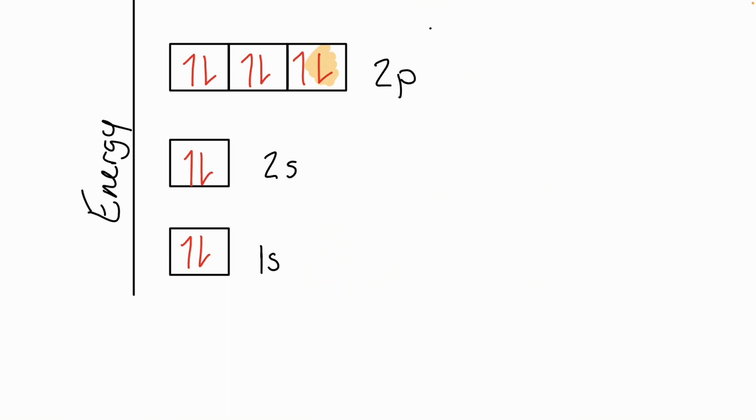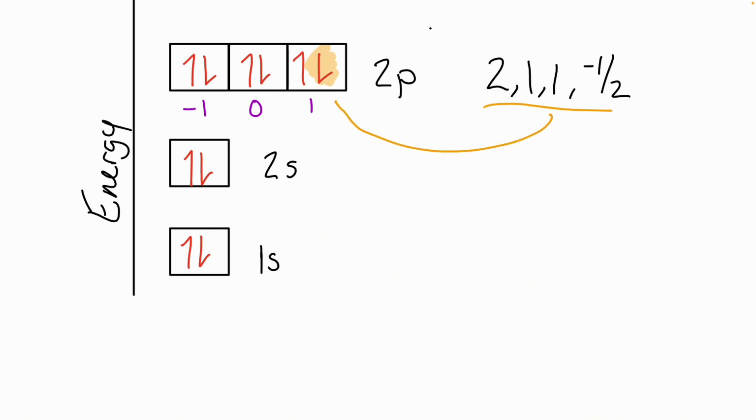If it's a 2p electron, that means its principal quantum number is 2, and its angular momentum quantum number is 1. My magnetic quantum number is going to correspond to this specific box here. And we label these -1, 0, 1. So this box here would be the magnetic quantum number of 1. And lastly, what's the spin of this electron? -1/2, right? A spin down electron. So that's the unique quantum number address of that electron. Cool.